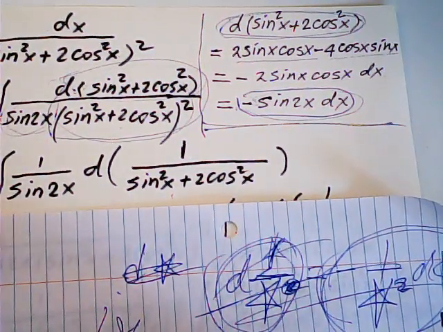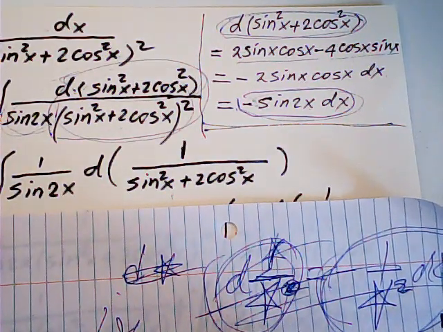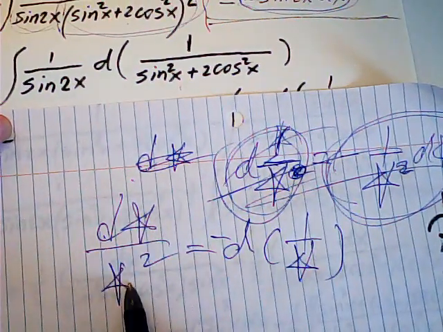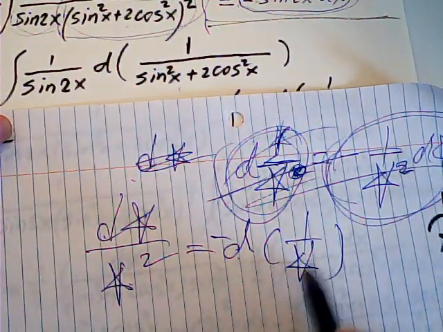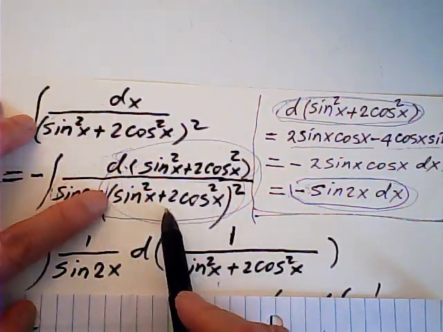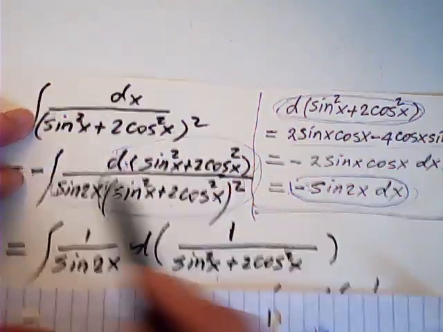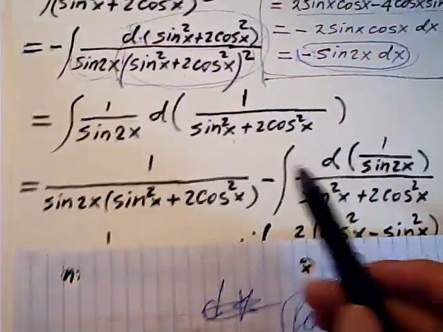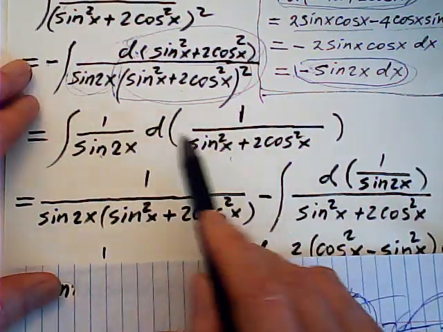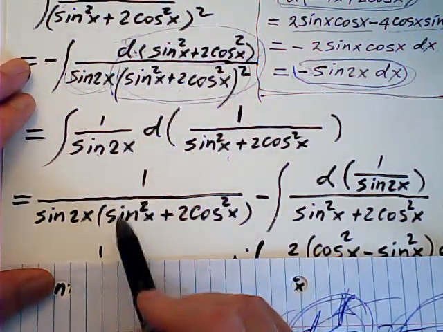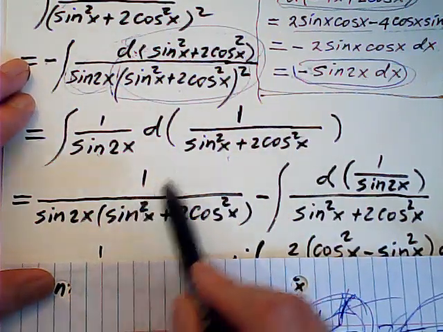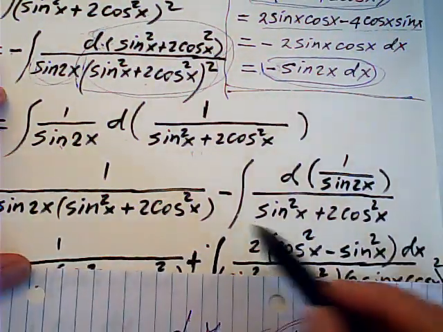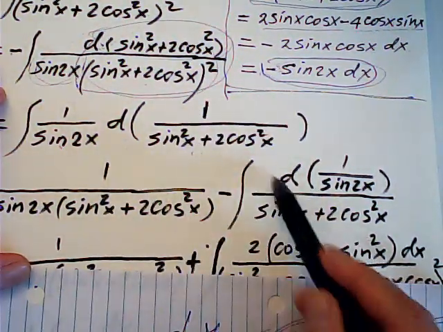D star over star square is d of 1 over star, negative. That's what I mean. D star over the star square is negative d of 1 over star. So d star over star square is a negative. Cancel that one, becomes 1 over that. See? Then by parts, this is u, this is dv. U dv becomes uv. This time this one, this is uv, minus v du.